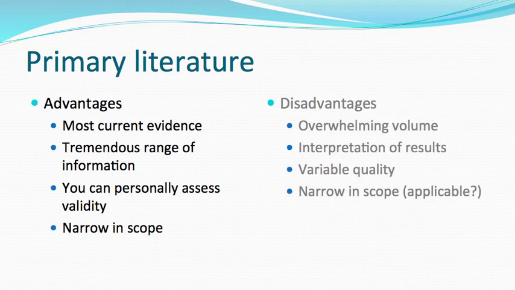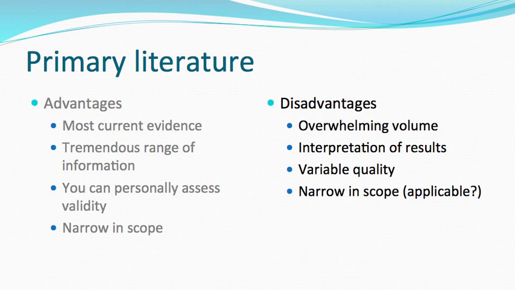So primary literature, the advantages are pretty great. They are the most current evidence if you're looking at current primary literature. There's a tremendous range of information, and you can personally assess the validity of the research, the pros, the cons, and how you should apply that information. It is very narrow in scope, which is a good thing if you have a very narrow scope question that can be answered with the same question as they're seeking to answer with this study.